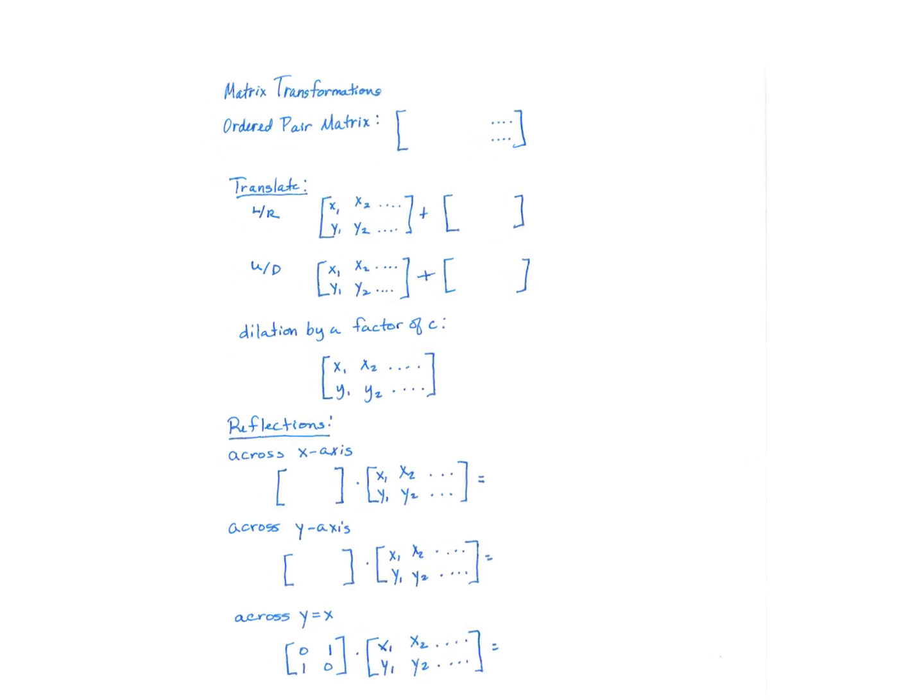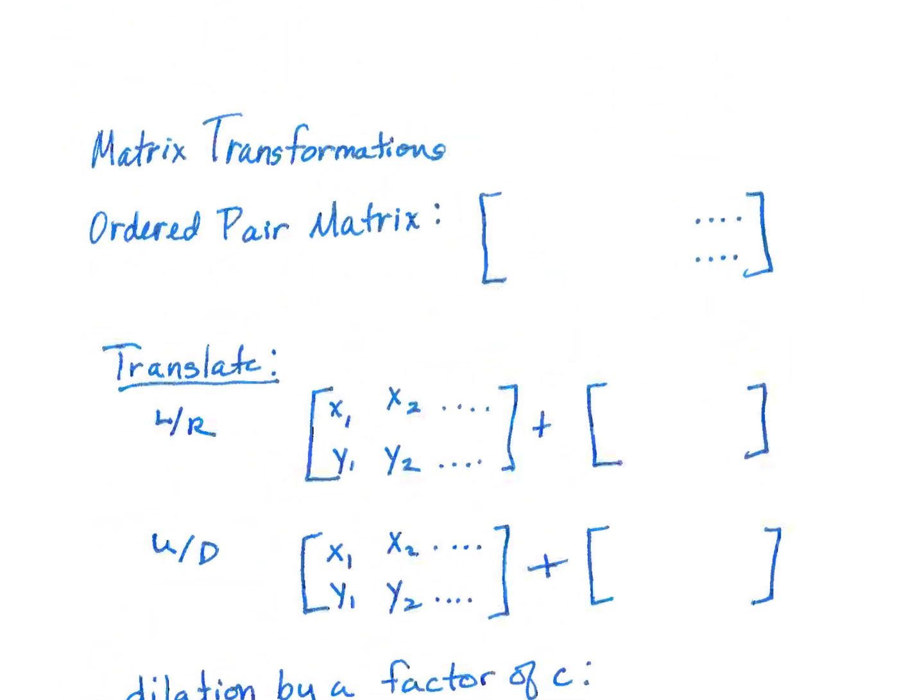We have some ways to do translations. If we want to translate left or right, we use an ordered pair matrix. Of course, you know how to write an ordered pair matrix already, don't you? X sub 1, Y sub 1, X sub 2, Y sub 2, X sub 3, Y sub 3, and so on, right? We just keep putting ordered pairs straight up and down. This is called an ordered pair matrix. This is different than what we were just doing. This is not a coefficients matrix.